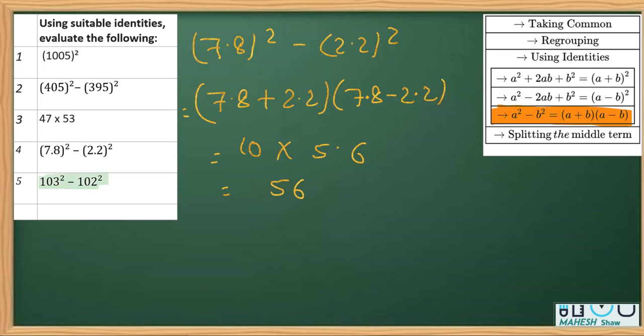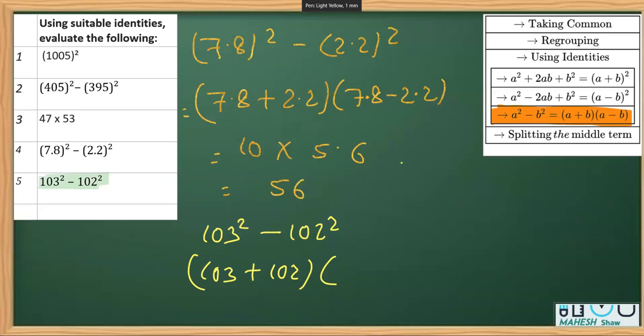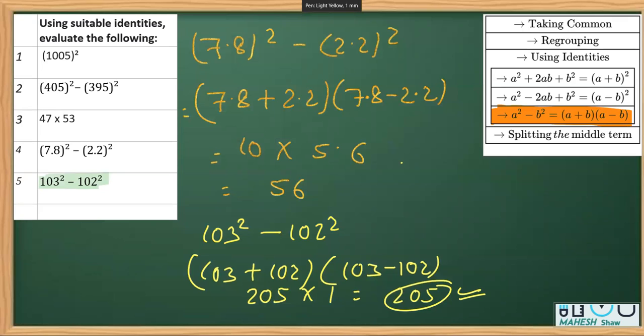Coming to the last part, the fifth part. This is 103 square minus 102 square. Now again, you need to consider that it's already in the form of an identity. So considering this to be A and this to be B, I should write this as A plus B into A minus B, that is A plus B, which is the sum of these two, multiplied by A minus B. It's already in the form of A square minus B square. So its sum is 205, as 100 plus 100 is 200 and 2 plus 3. And the difference is 1. So clearly it is 205. So this is the final answer for the last part.